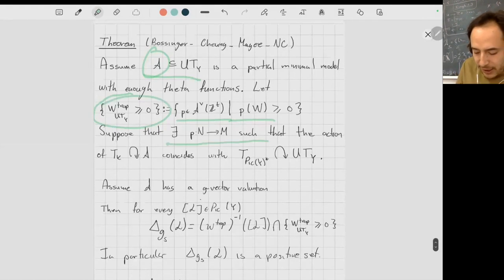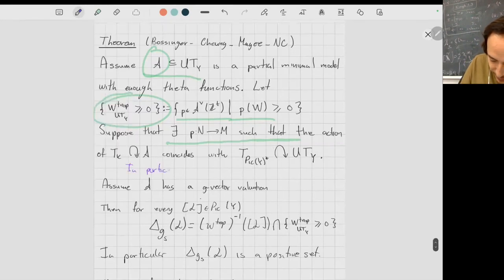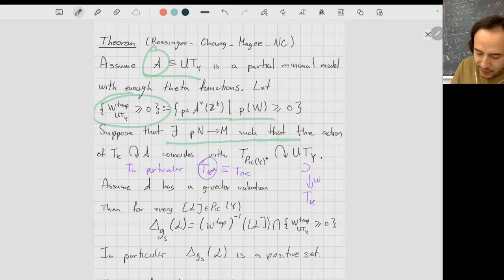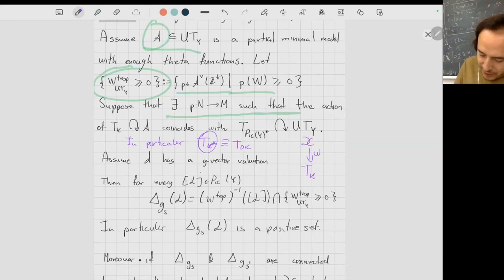I will suppose that there exists a map p from N to M such that the action on T_K coincides with the action of the dual of the Picard group on the universal torsor. In particular, this implies that the T_K base is identified with T_Pic. This T_K was the base of the map from the X cluster variety. Points in the codomain of this map correspond to line bundles tensor something. For every line bundle, I have the class of the line bundle tensor with one.